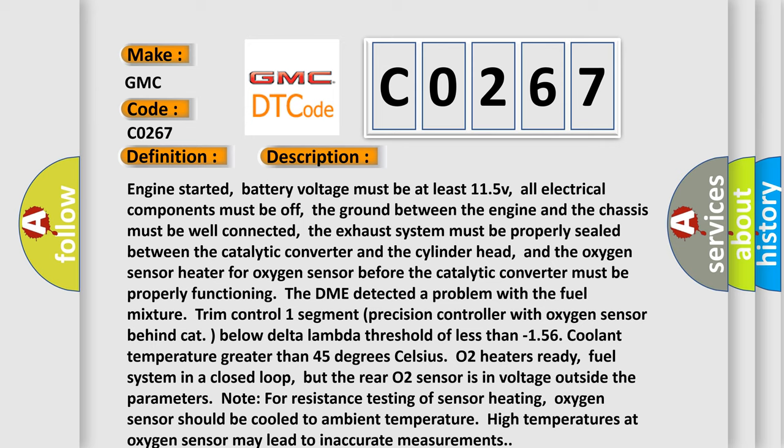The DME detected a problem with the fuel mixture trim control 1 segment precision controller with the oxygen sensor behind the cat below the delta lambda threshold of less than minus 1.56, coolant temperature greater than 45 degrees Celsius, O2 heaters ready, fuel system in a closed loop, but the rear O2 sensor is in voltage outside the parameters. Note for resistance testing of sensor heating, the oxygen sensor should be cooled to ambient temperature. High temperatures at the oxygen sensor may lead to inaccurate measurements.